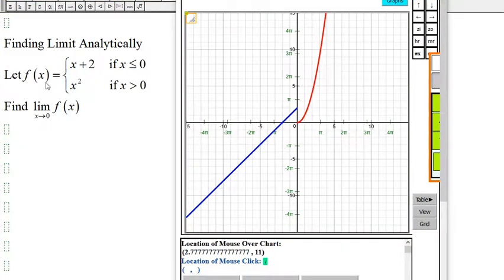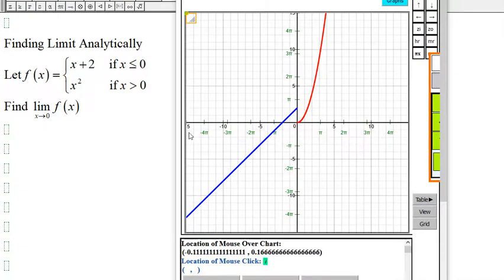Here we have a piecewise function: f of x is equal to x plus 2 if x is less than or equal to 0, and then f of x is equal to x squared if x is greater than 0. And so 0 is right here. And so the graph will be the graph of x plus 2 if x is less than or equal to 0. So this is 0.